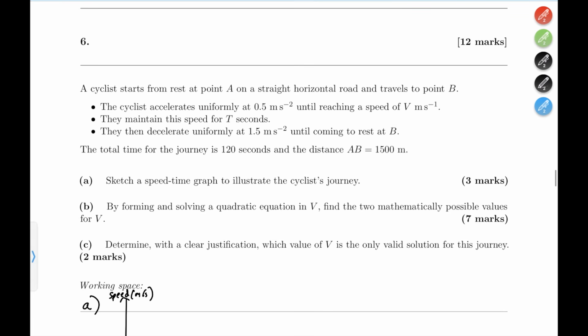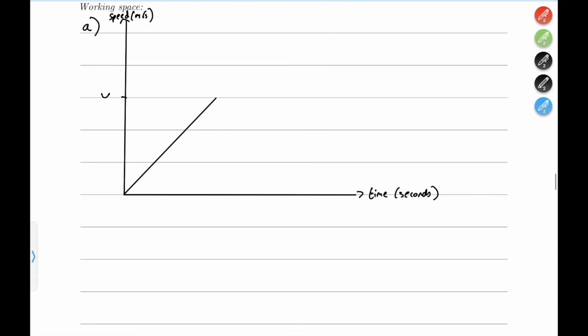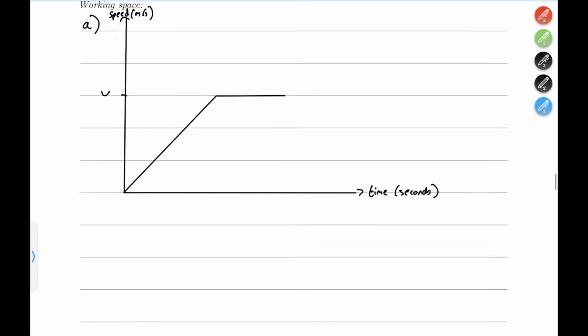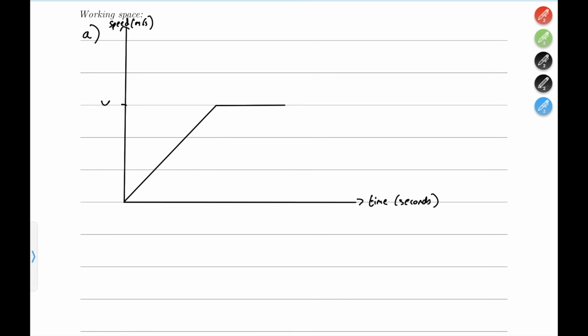Okay, they maintain this speed for t seconds. So let's say that's this long here. And then they decelerate uniformly at 1.5 meters per second squared. So this is important that this line is a little bit steeper than the initial line because they're decelerating quicker. So we can say that it will look something like this.